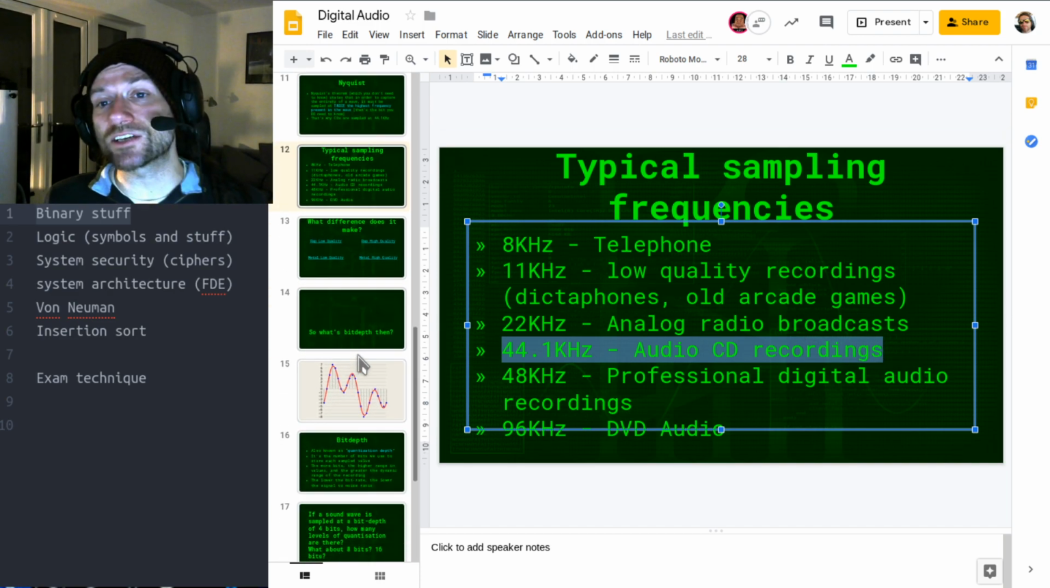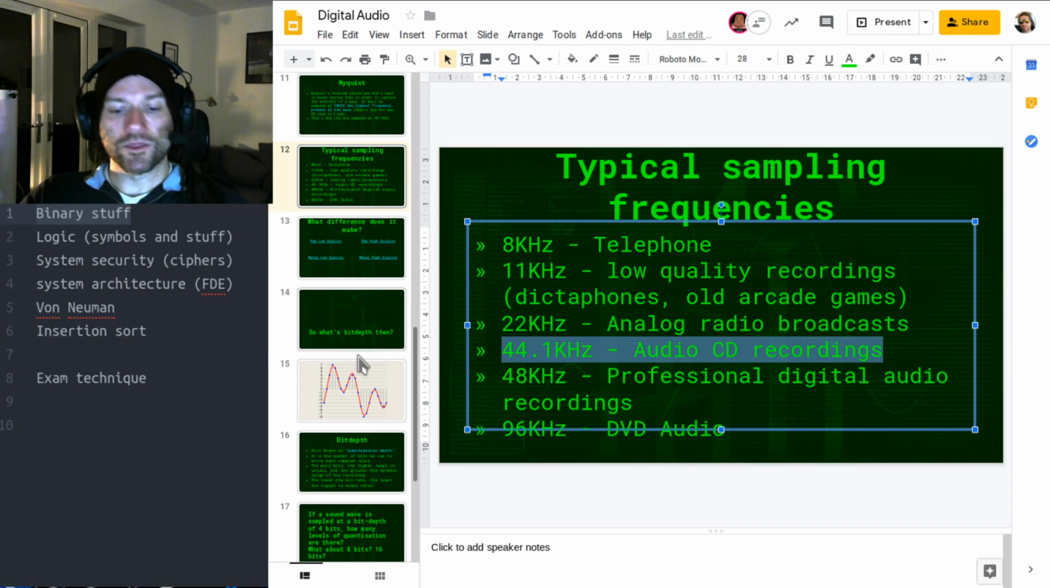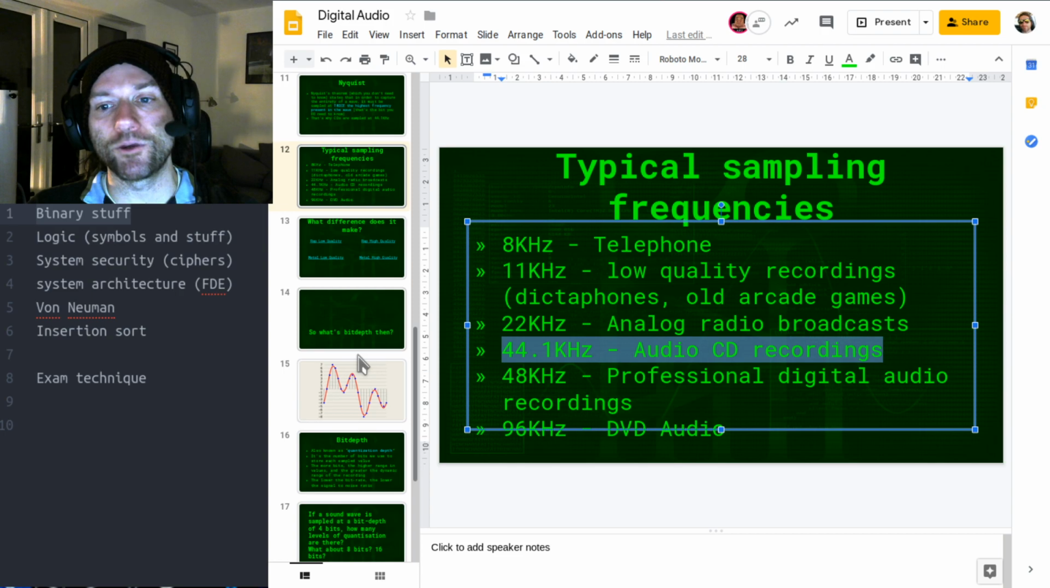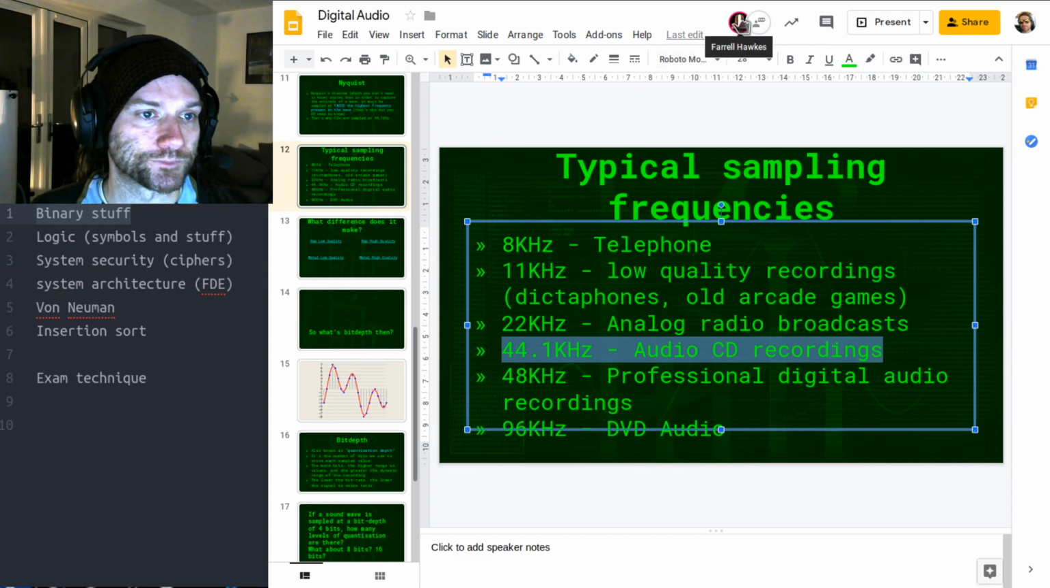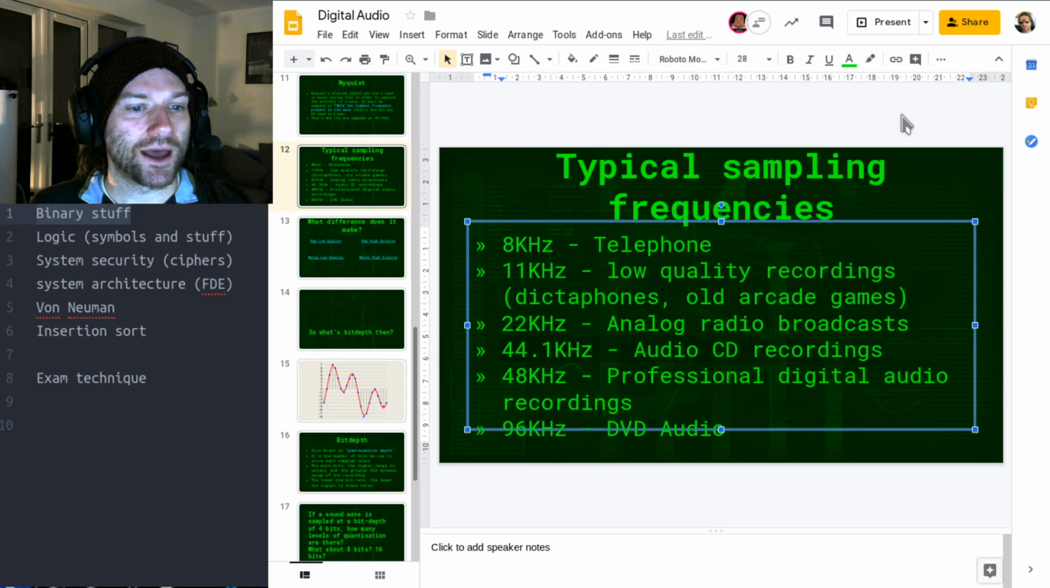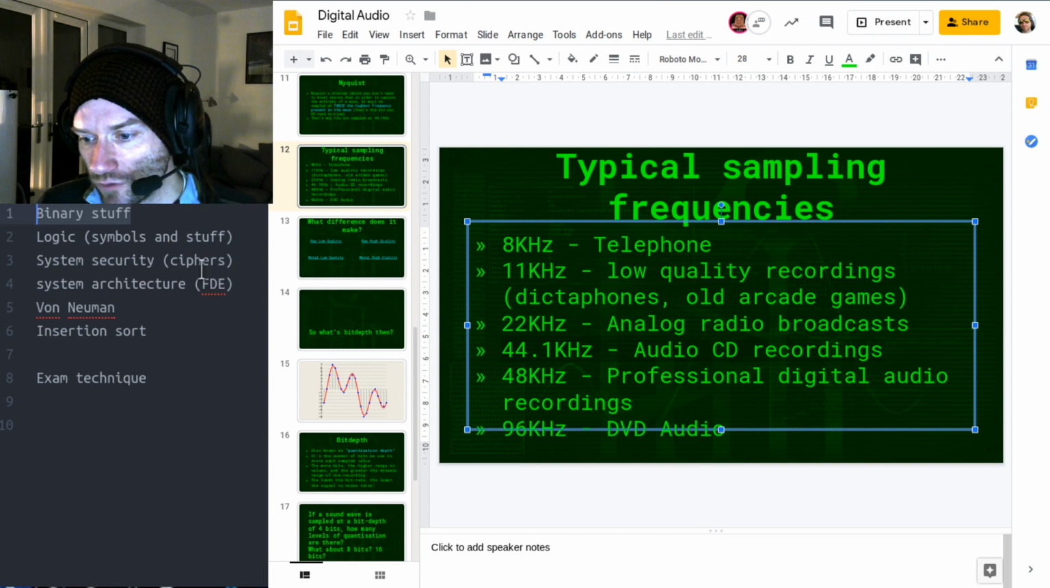Things that you definitely need to know: the higher the sampling frequency, the higher the quality of the sound. The higher the bit depth, which is the number of bits per sample, the higher the quality of the sound. But of course, as those things go up, the storage requirements also go up. Okay, good. Any other questions on binary before we move on to logic, symbols, and stuff?